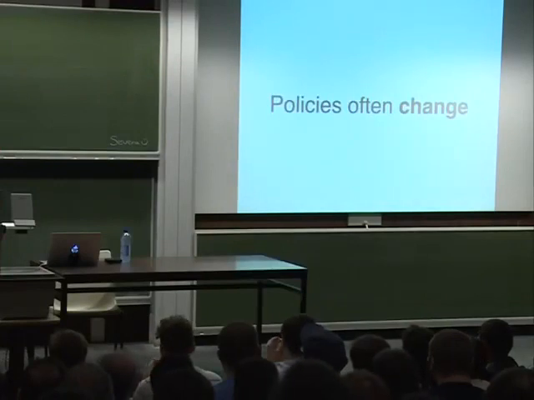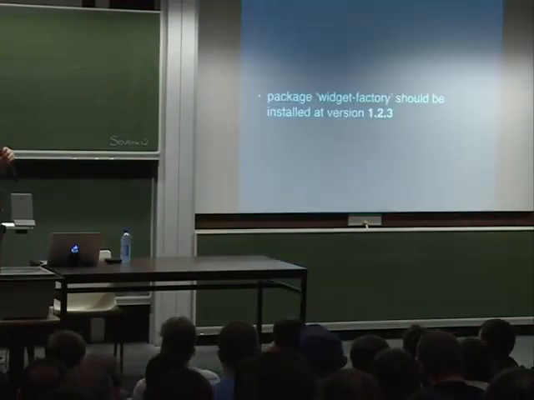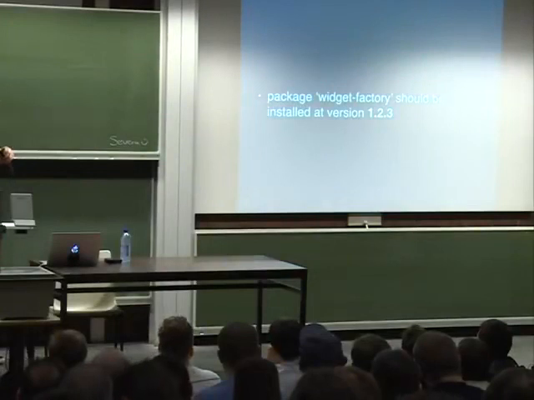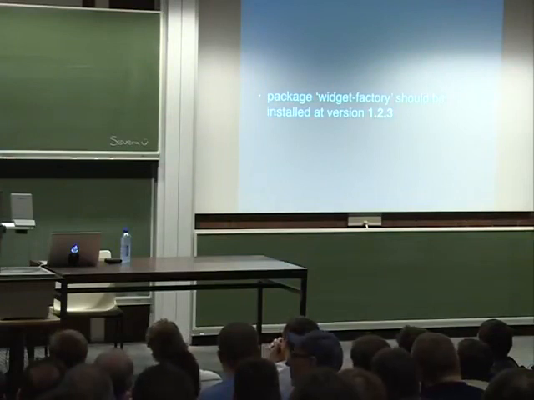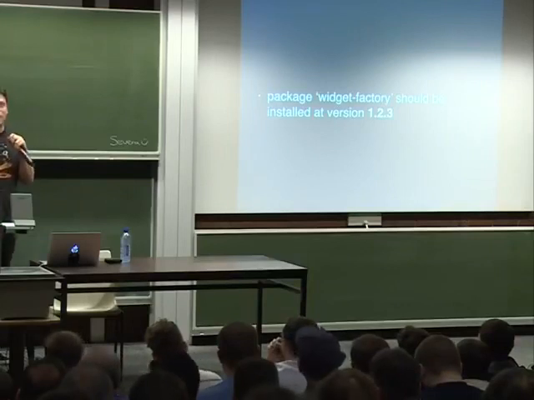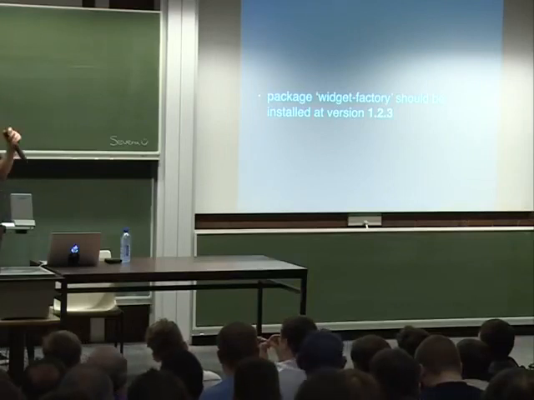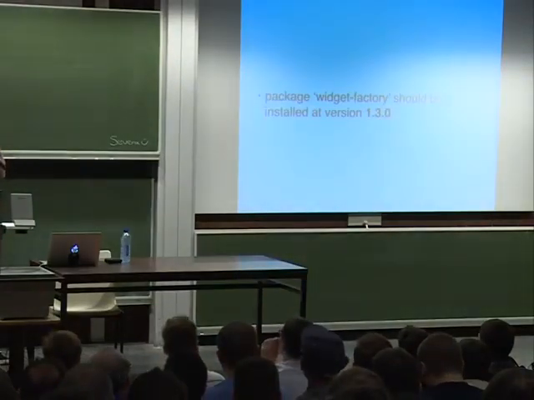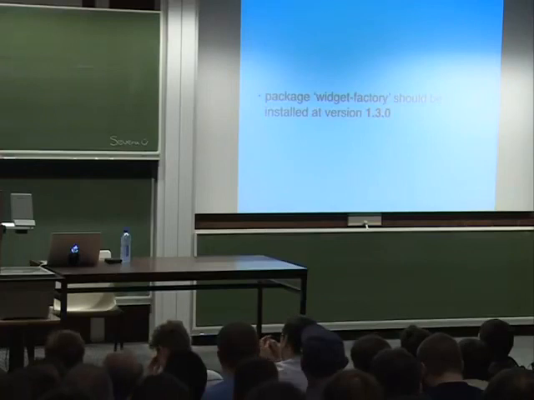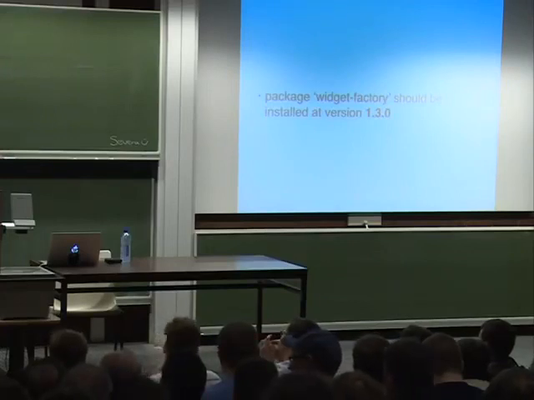Policies often change. This happens a whole lot. Let's say I'm working for Widget Code, and we make a piece of software called Widget Factory, and we sell it. I'm going to want this version of Widget Factory installed on all my systems, version 1.2.3. Well, there's a new release, a new artifact version, and now you want to install 1.3. So there's an example of policy changing and the need for the control loop to actually manage your system over time.